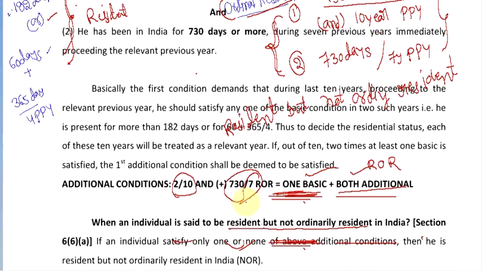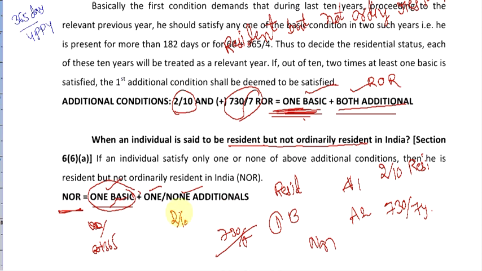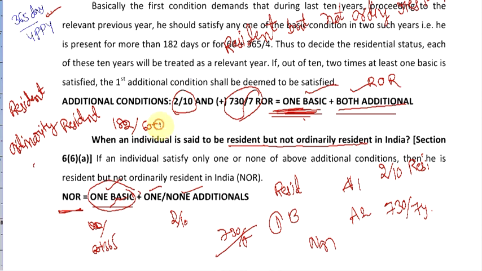So primary conditions are also called basic conditions. We have only 3 here, very easy. One is resident: a person who satisfied any one of the primary conditions, meaning 182 days or 60 plus 365 in the 4 previous years, 60 in the previous year only. Next, ordinarily resident. A person is ordinarily resident if he satisfies one basic condition and both additional conditions. Means he satisfies 182 days or 60 plus 365 days, and he is a resident in 2 years in the last 10 years, and his total stay is 730 or more in the last 7 years, so he is ordinarily resident.